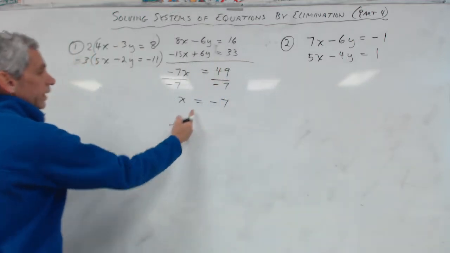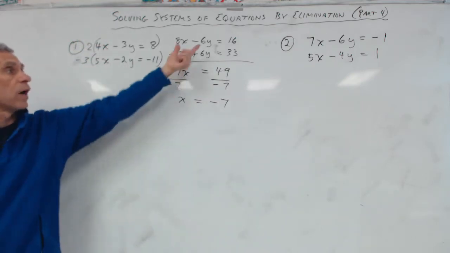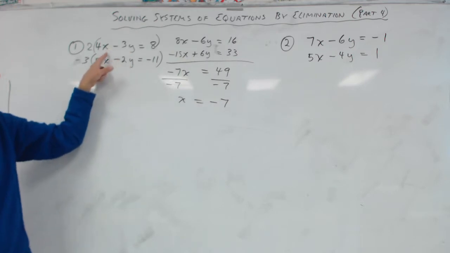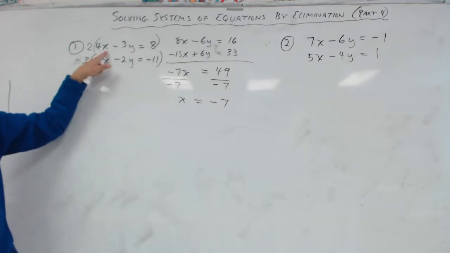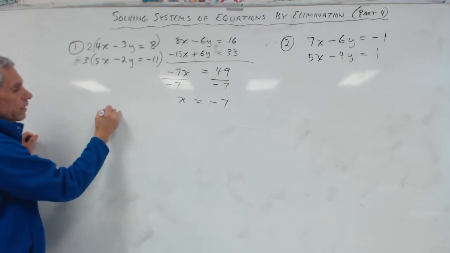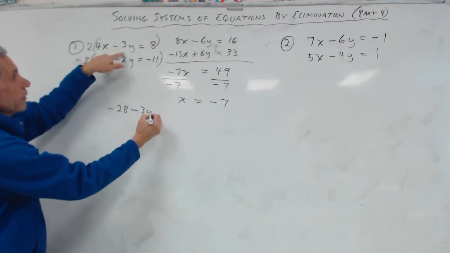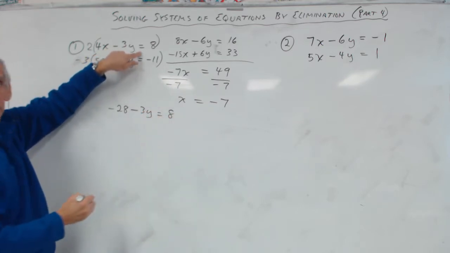So we're going to take this and go back to one of the two original equations, right? We're not going to go back to this. We're going to go back to either this or this. I'm going to choose the top one. If x is negative 7, 4 times negative 7 is negative 28, minus 3y equals 8. Everybody understand what I'm doing?